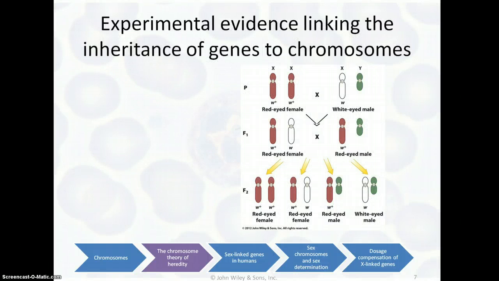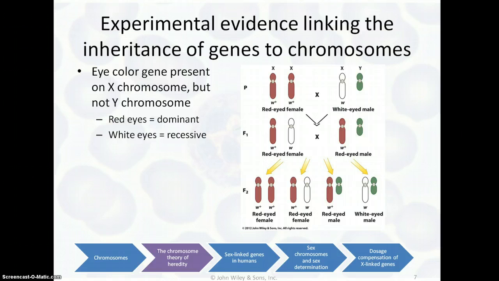All right, so let's look at this a little more closely. Again, the eye color gene is present on the X chromosome, but not on the Y chromosome, keeping in mind that the X and Y chromosomes are different in terms of the genes that they contain. Red eyes are dominant, white eyes are recessive.